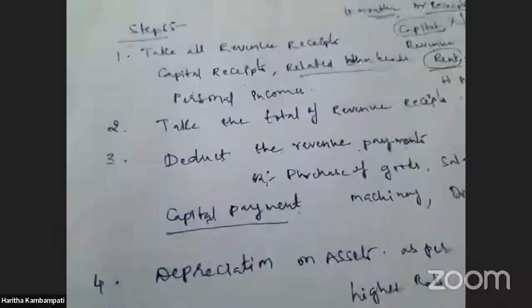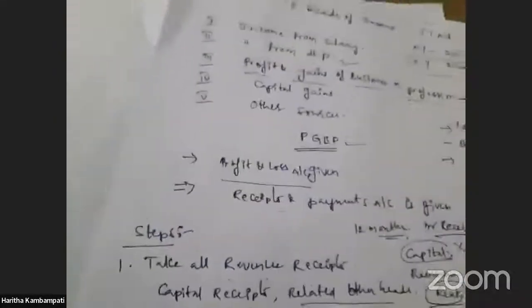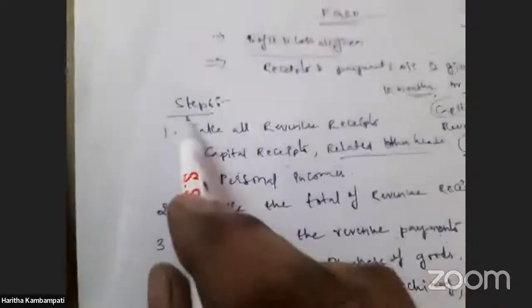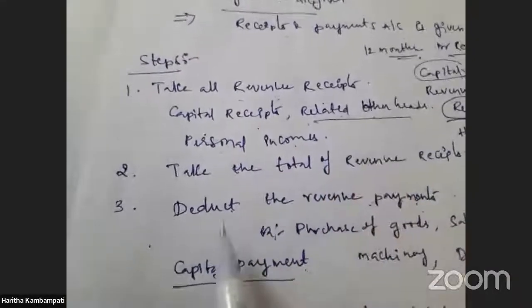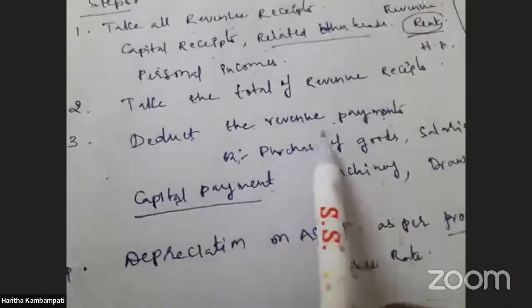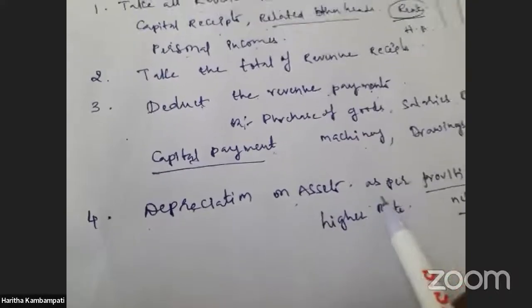So these are the 4 steps. We are under the head PGBP. Steps required: take only revenue receipts, from that deduct the revenue payments. Then, if any depreciation is there, we need to deduct that also.